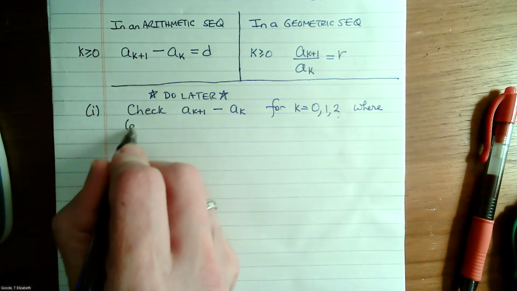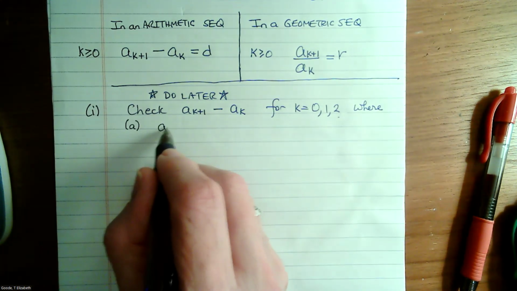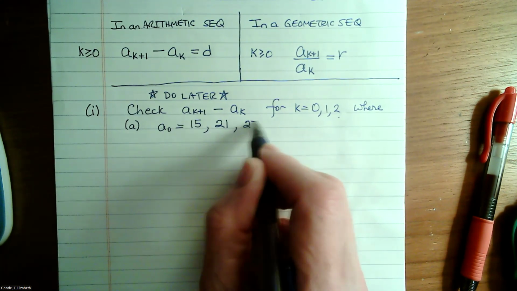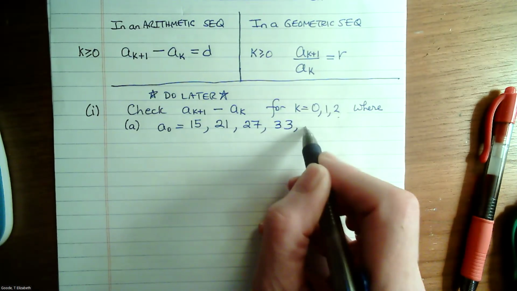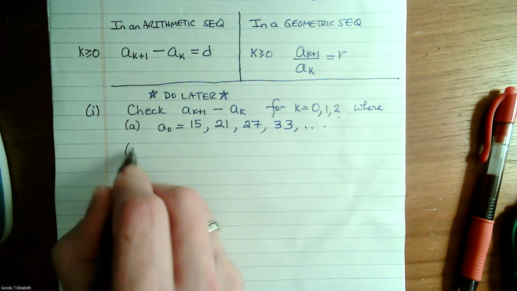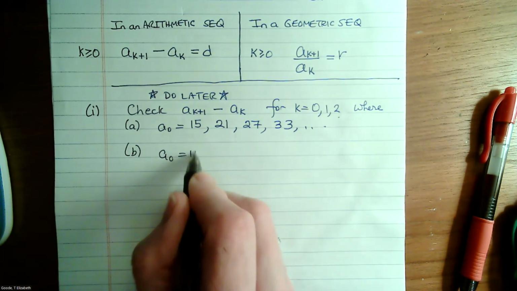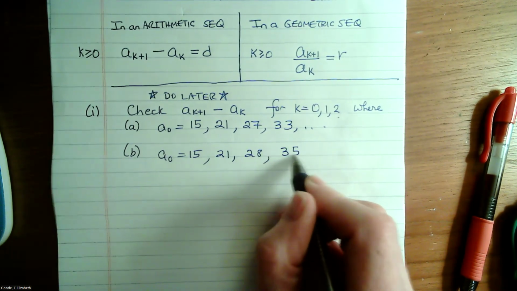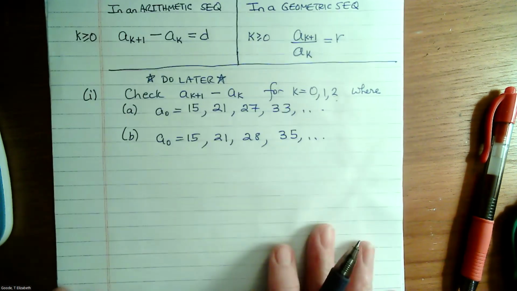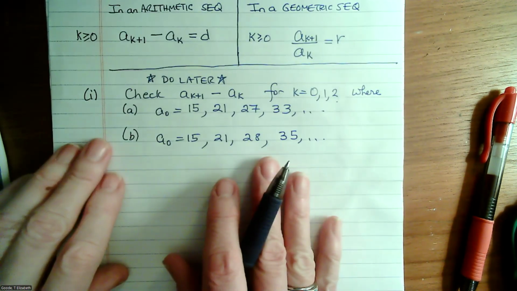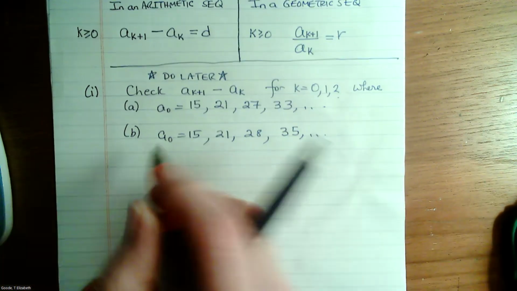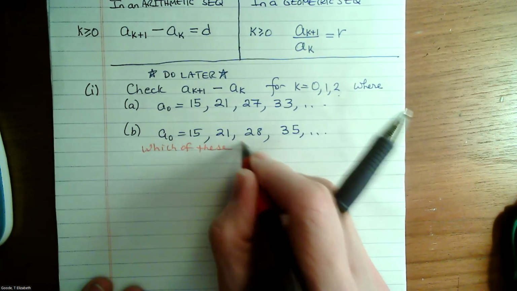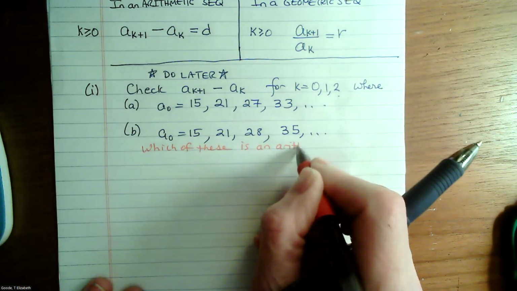You can do 2 of them. In the first sequence, a naught is 15, 21, 27, 33, dot, dot, dot. For the second sequence, a naught is 15, then 21, 28, 35, dot, dot, dot. See if you can detect which of these is an arithmetic sequence.